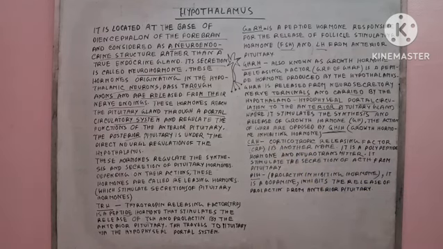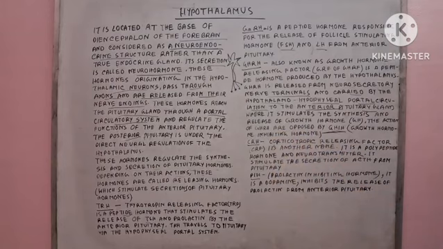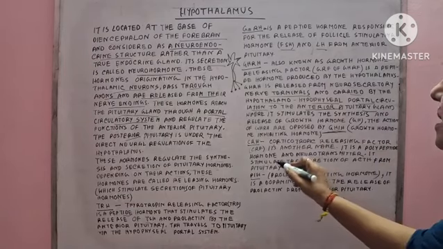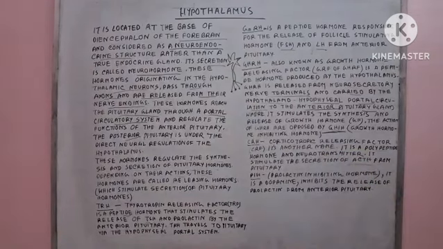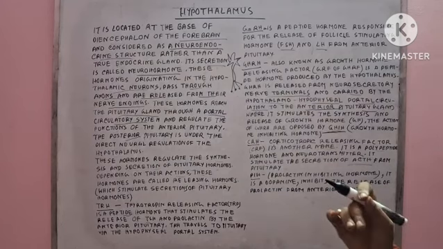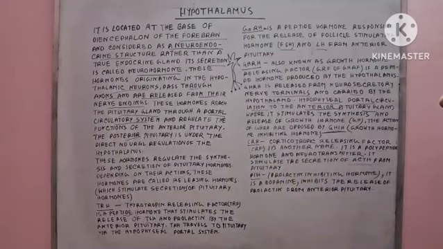Next one is CRH. CRH is called the corticotropin releasing factor, or corticotropin releasing hormone, or you can say the factor, and it is a polypeptide hormone and also a neurotransmitter. And it stimulates what? It stimulates the secretion of ACTH. What is the full form of ACTH? Adrenocorticotropic hormone, from the anterior pituitary. Clear?